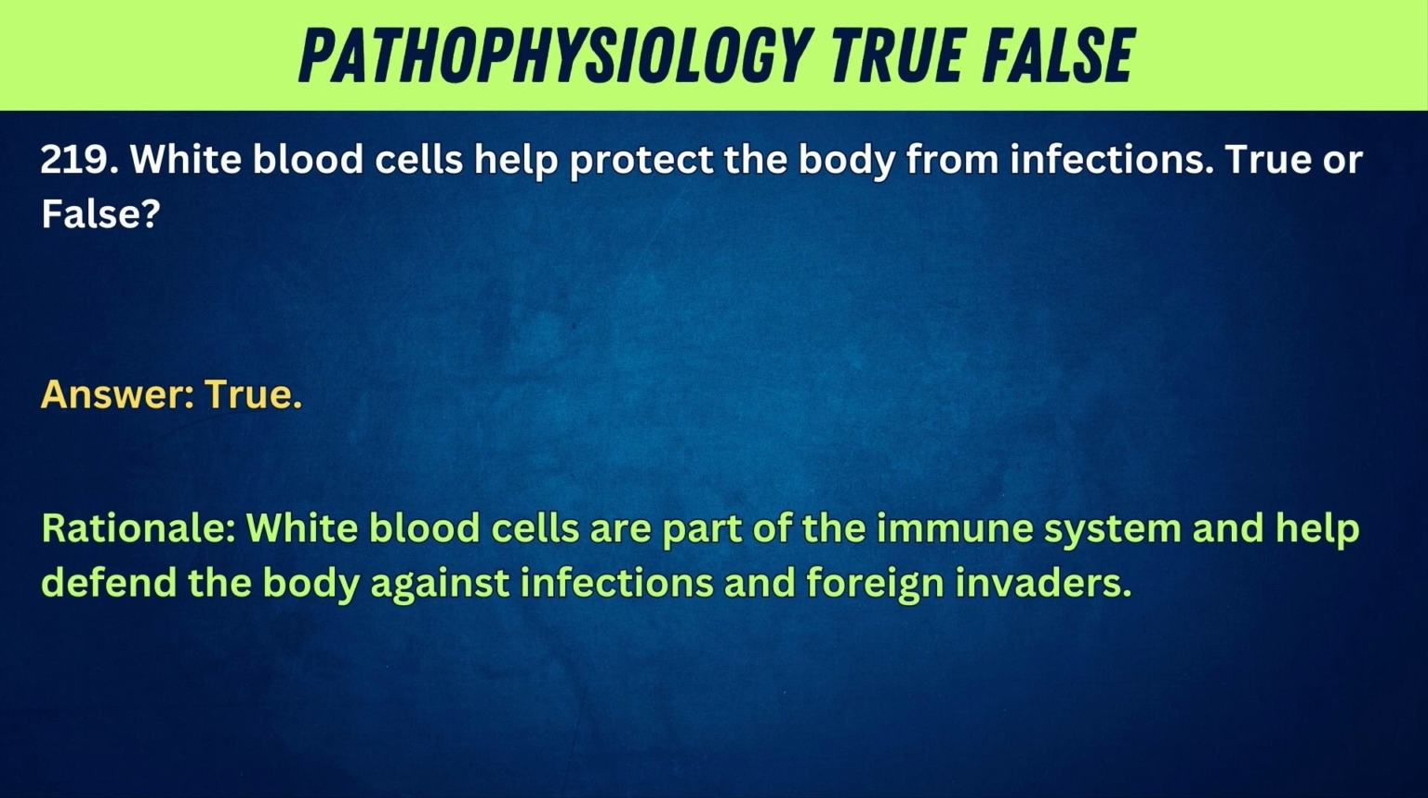219. White blood cells help protect the body from infections. True or false? Answer: true. Rationale: white blood cells are part of the immune system and help defend the body against infections and foreign invaders.